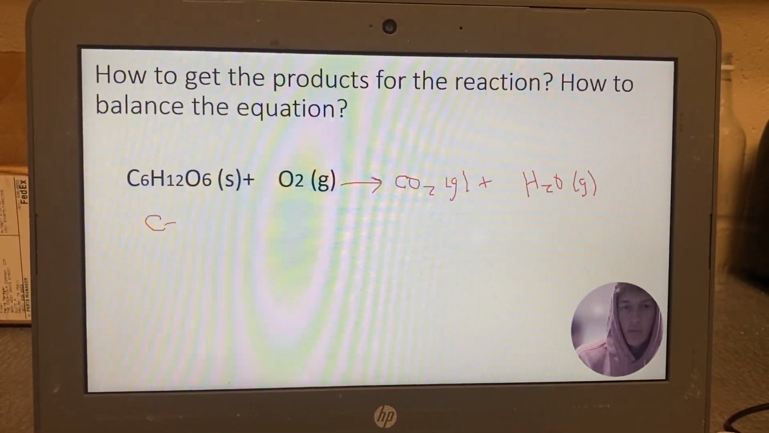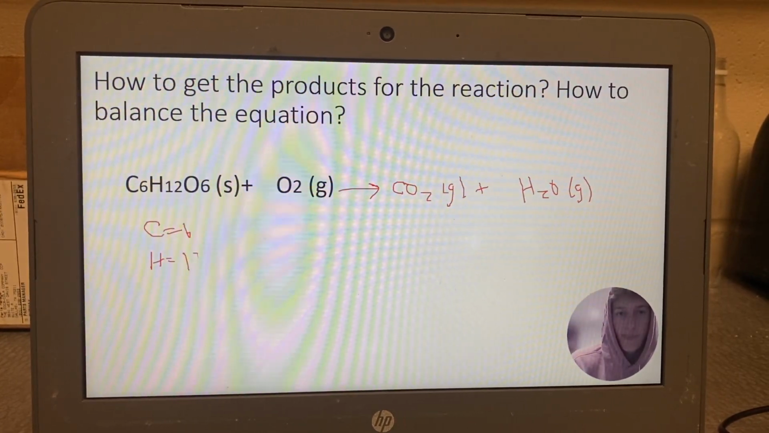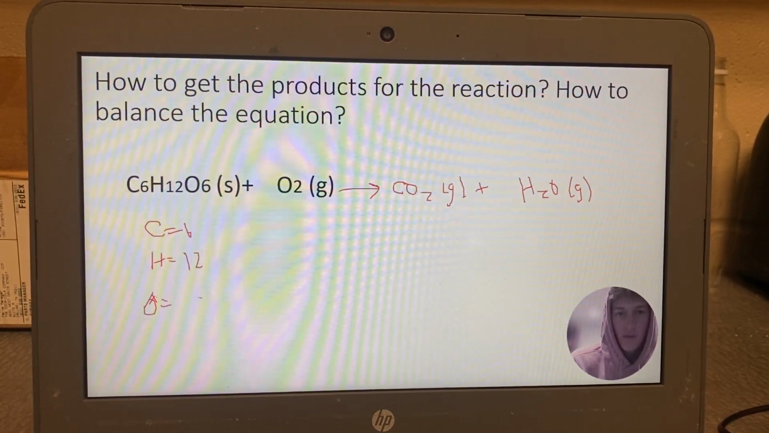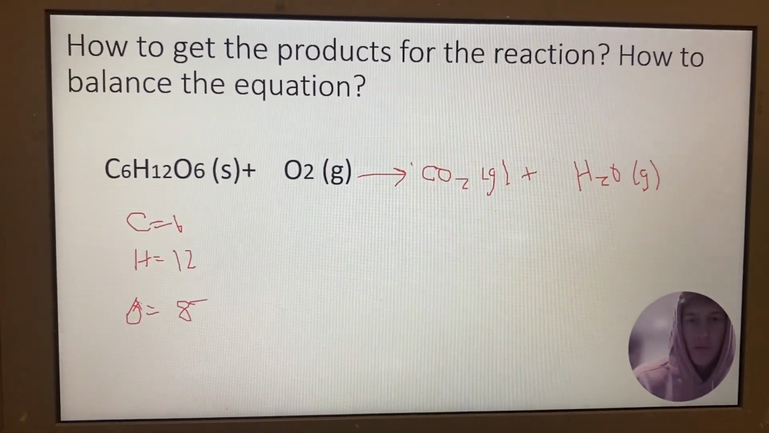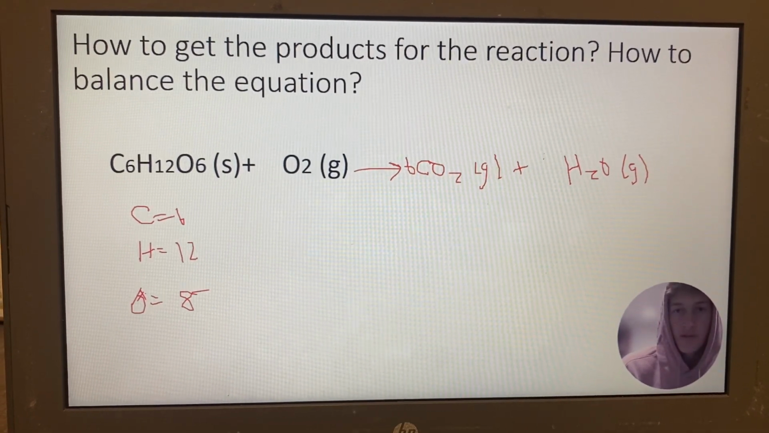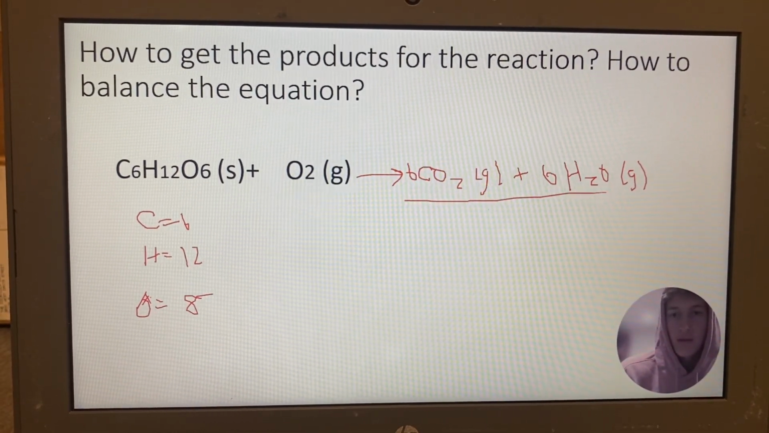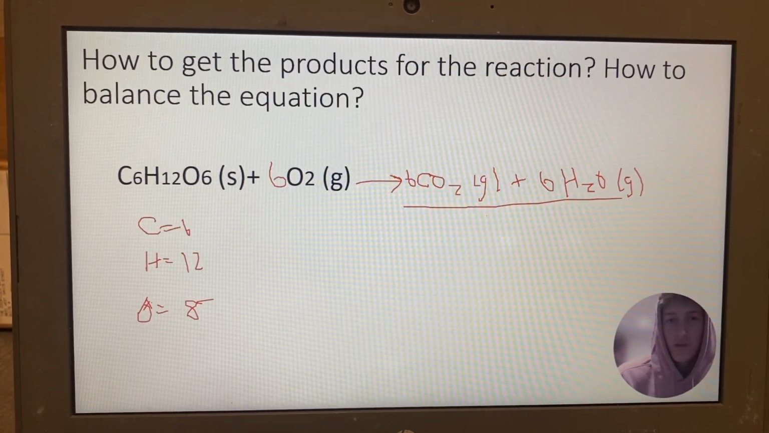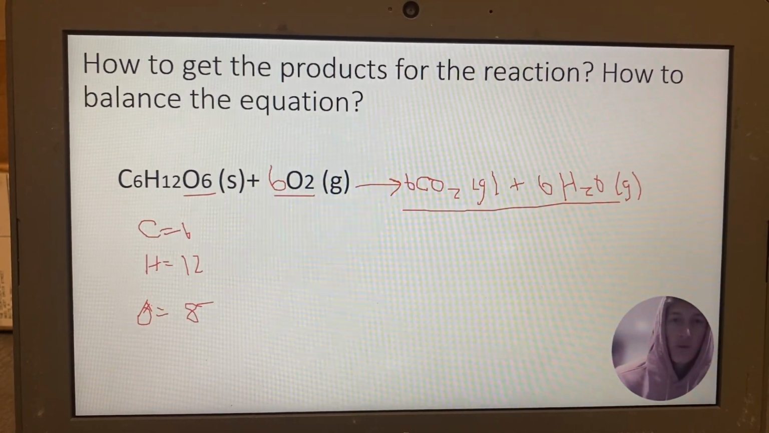And so on this side we have 6 carbons and 12 hydrogens and 8 oxygens. Alright, and so the first thing we can do is balance the carbons, and we can do that by putting a 6 right here. 12 hydrogens on this side, and we can put a 6 right here in front of that, and that makes it 12. And then now on this side we actually have 18 oxygens, so if we want to balance that out, we can just put a 6 right here in front of this oxygen, because this makes it 12 plus 6 is equal to 18, and now our equation is balanced.